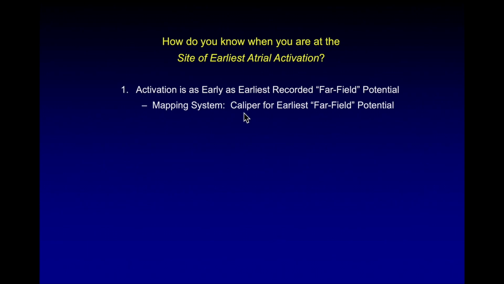and as you move your mapping catheter progressively closer to the site of earliest activation, you will see progressively earlier and earlier far field activation. So you continue to move the caliper or timeline progressively to the left. At some point, that caliper or timeline will stop moving to the left. That tells you that you have found the earliest far field signal. Your electrode is not at the site of earliest activation until local activation on the bipolar electrogram occurs at least as early as the earliest far field activation, which is at the caliper or timeline.